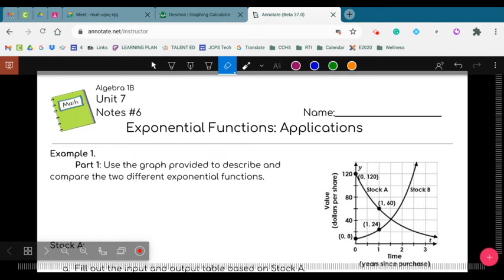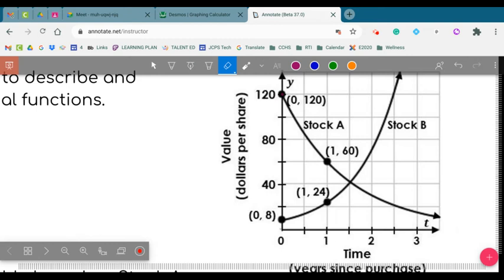So this is going to be Unit 7, Notes number 6. We're going to do our application. You're going to be given a graph, and you are going to be able to describe the function using that graph. So we take a look. We have 2 functions. We have stock B, which is the line going up. And then we have stock A, which is the exponential function going down.